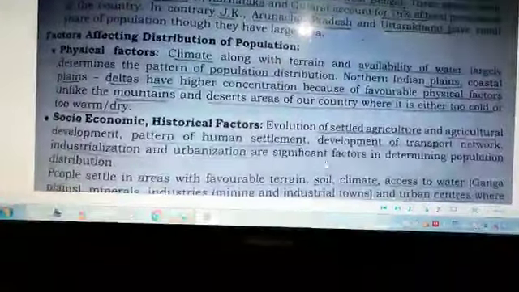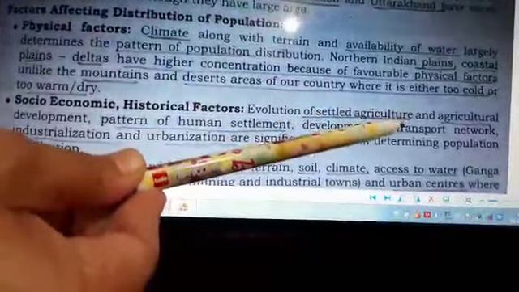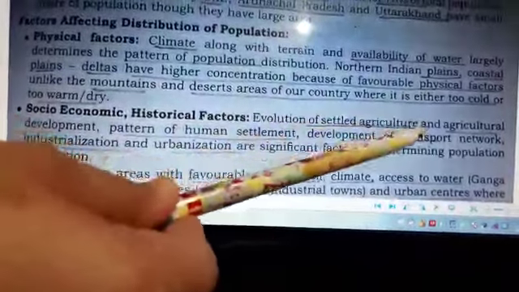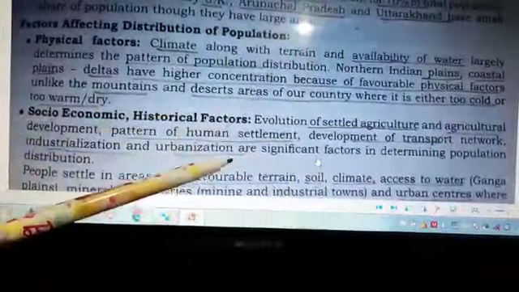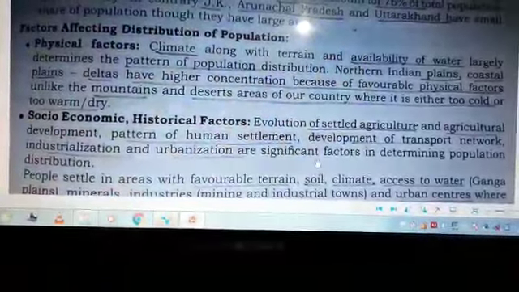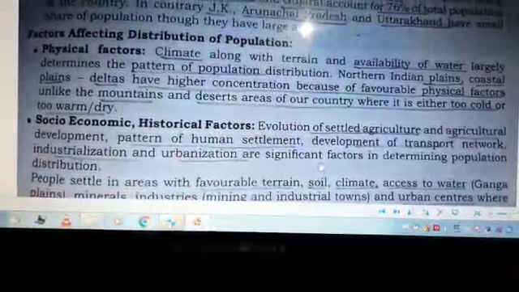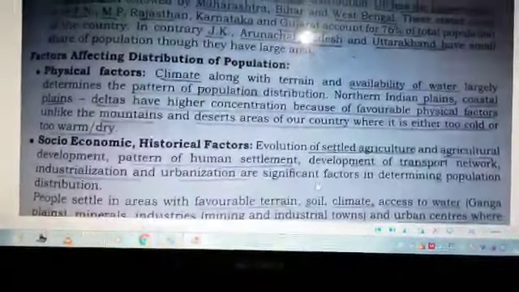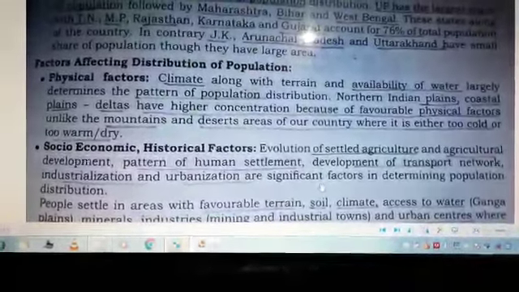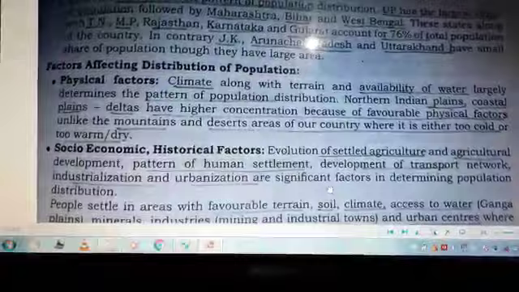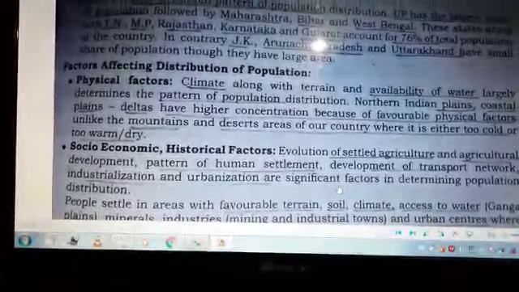Socio-economic means the factors which have a social impact, right? So here, evolution of settled agriculture, agricultural development, pattern of human settlement, development of transport network, industrialization and urbanization are the significant factors which determine the population. It means the development of agriculture, the development of the industrial sector, the development of urban areas. As we see these days also, there is migration from rural to urban areas. We want to live in places which are highly developed. So these are the social factors.